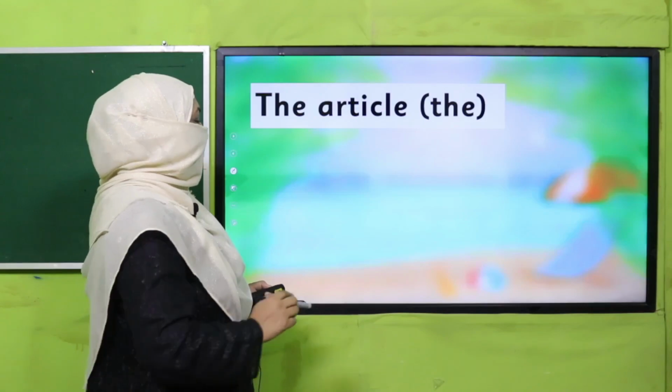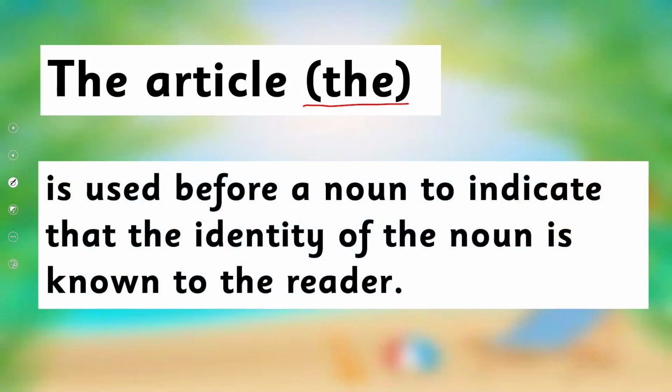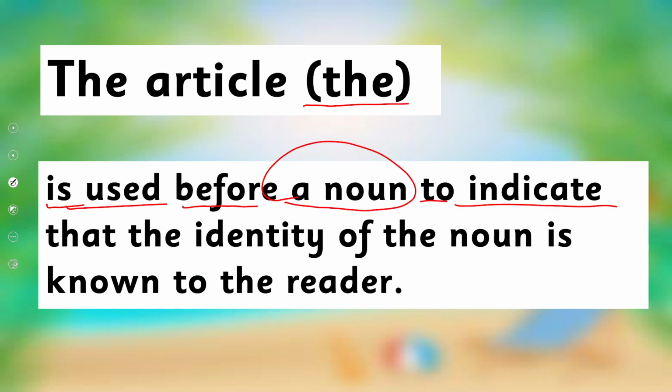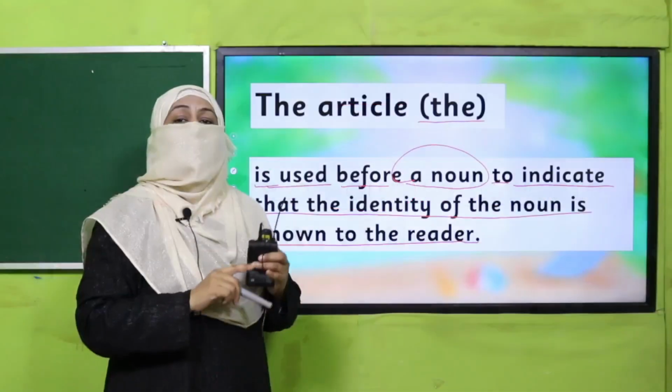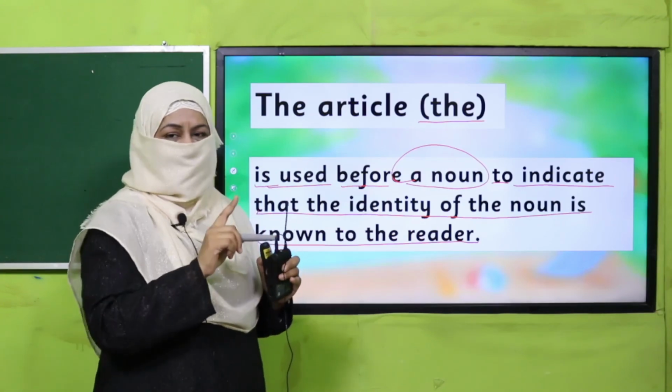Okay. Now article the comes. Where do we use it? The is used before a noun to indicate that the identity of the noun is known to the reader or to the listener. So when we use the, it means that noun becomes specific.